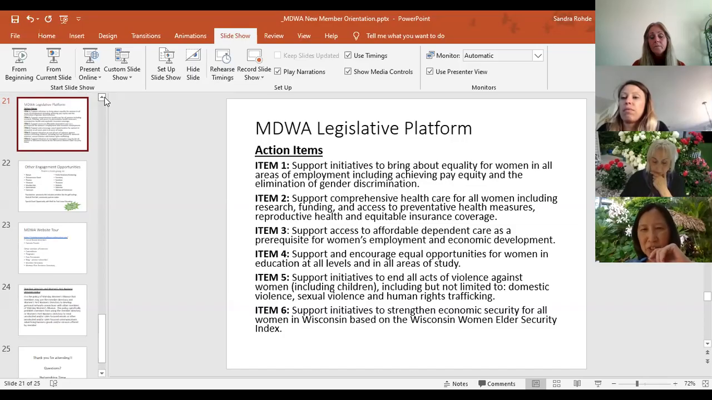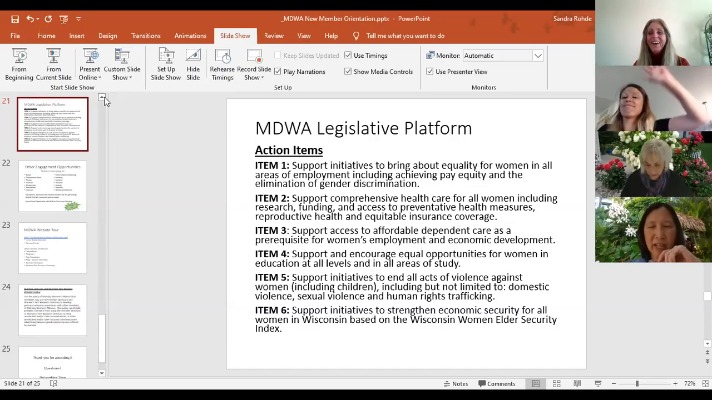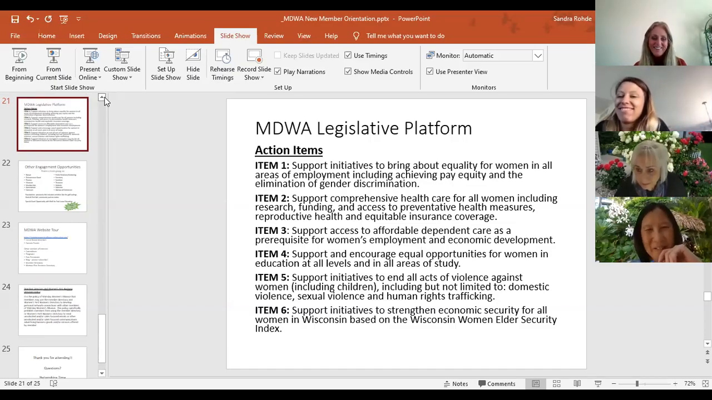A lot of women are struggling with being able to cover their dependent care and homeschooling, as well as having to work from home. I'm glad I don't have to do that. And so actually, to be honest, item number 3 is one of our platform items that has gotten the least amount of attention. But wow, it's front and center for so many women now. So we need to educate ourselves better on what's going on there right now and what's needed in the future.